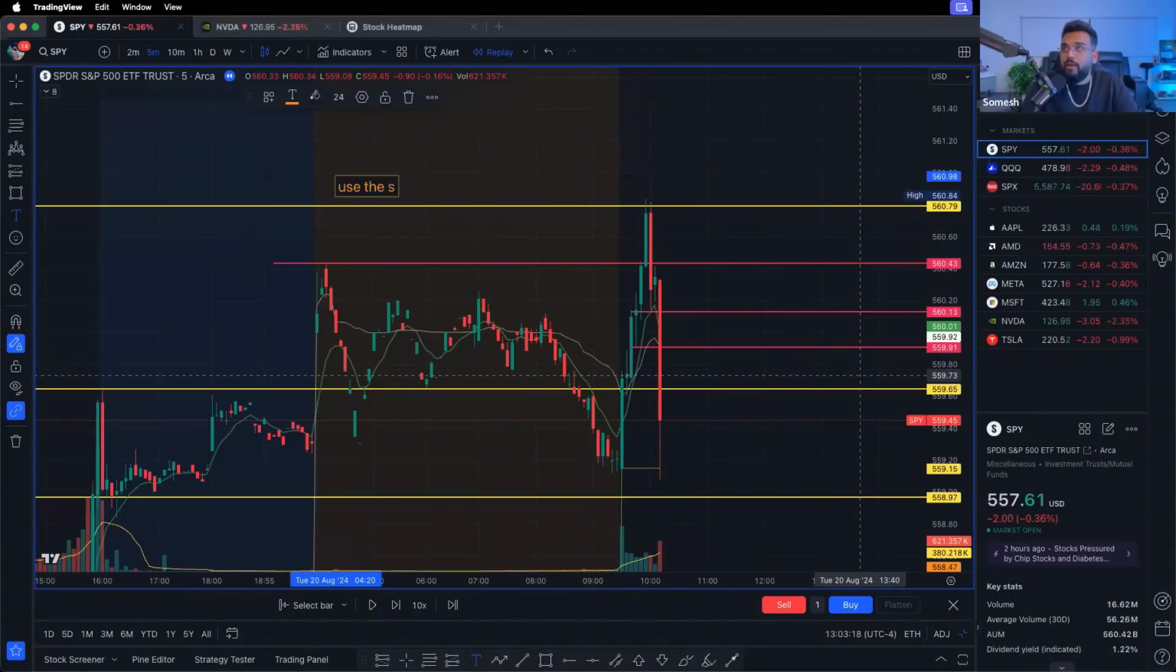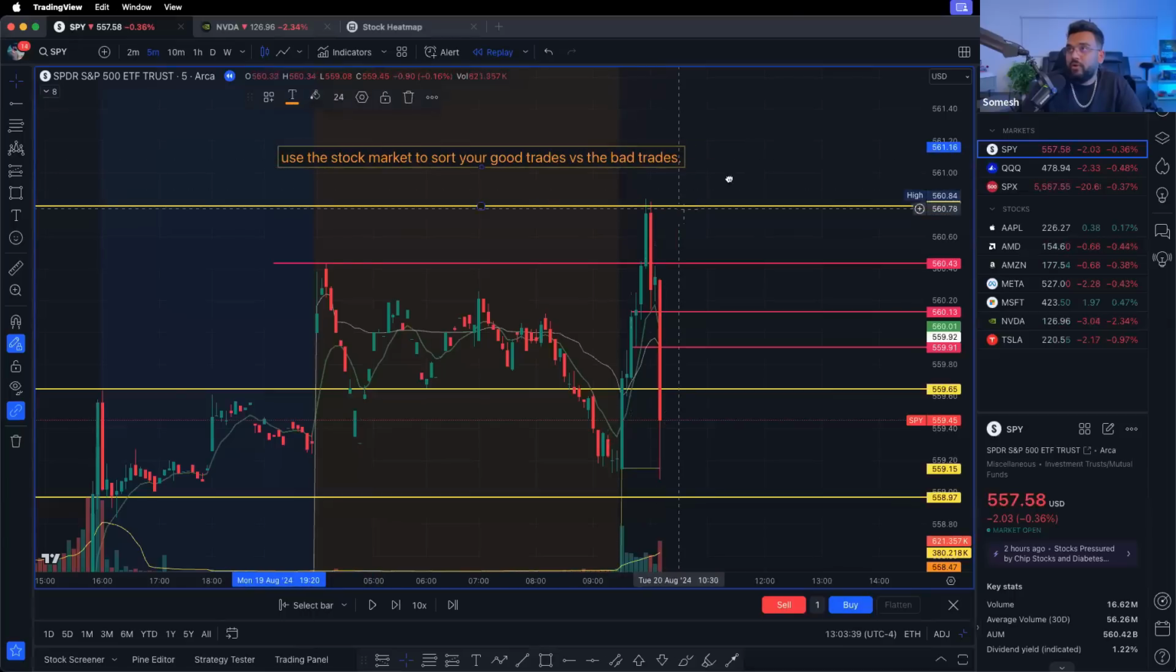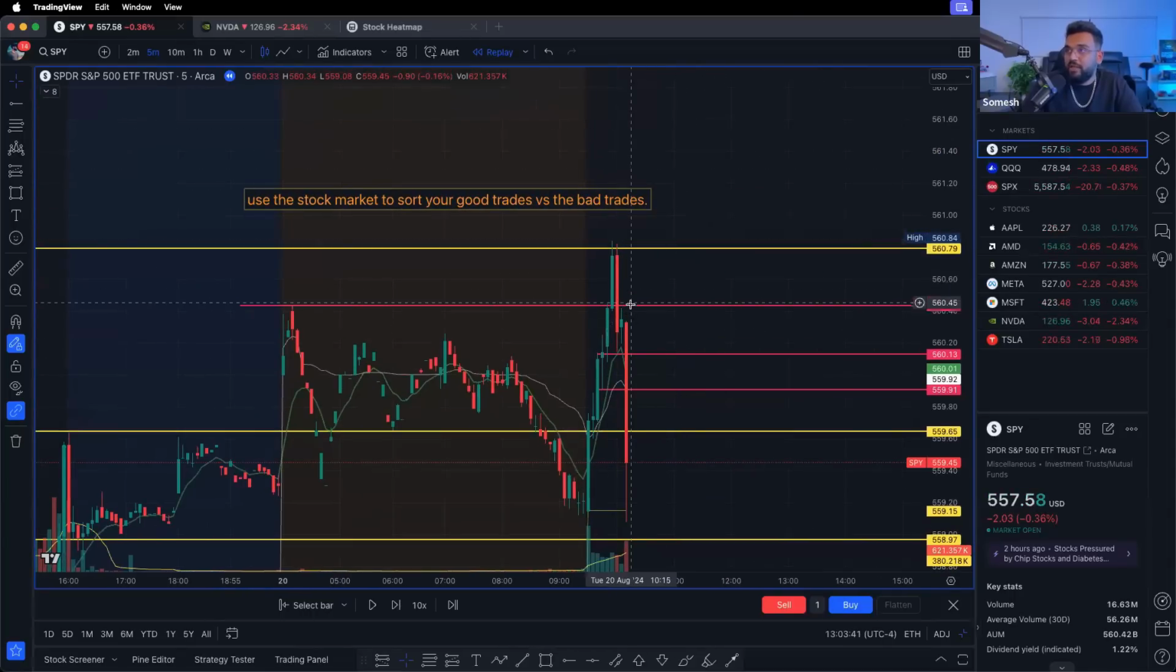Use the stock market to sort your good trades versus the bad trades. Let the stock market sort those trades out rather than you saying, oh, I don't like this trade, rather than you saying, I like this trade. Let the stock market do the job for you. The market will tell you if it's a good trade or not. If it's a good trade, it'll keep on going and never hit your break even.